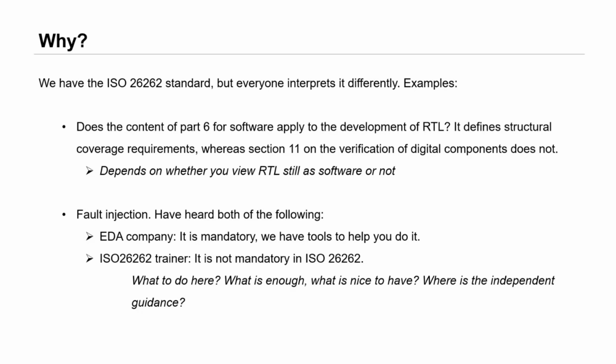Another kind of difference is fault injection, and I've had conversations where I've had both of these answers. I've spoken to EDA companies and they'll tell you it's mandatory. You have to do fault injection and we've got nice shiny tools to help you do it. I've also spoken to an ISO 26262 trainer who's then come along and said actually it's not mandatory at all. So what actually should I do here? What is enough? What is nice to have? Where is the independent guidance on what I should actually be doing?